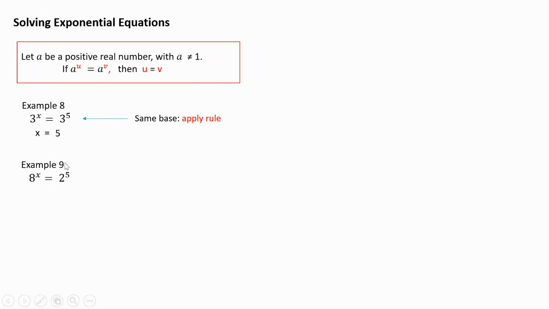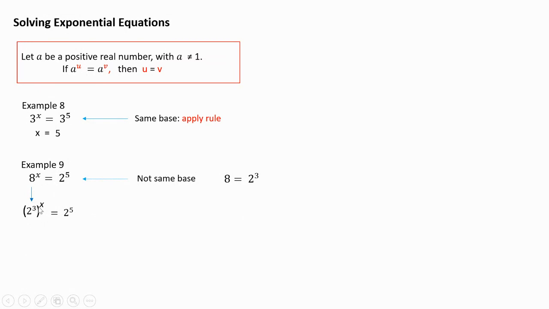Example number 9. If we notice, before we can apply this rule, the bases must be the same. So we have 8 and 2, not the same base. So then we have to make it the same base. And we notice from the previous slide, 8 is equal to 2 cubed. So I'm going to substitute 2 cubed in the place of the 8. And then I bring down the exponent, equals to the fifth.